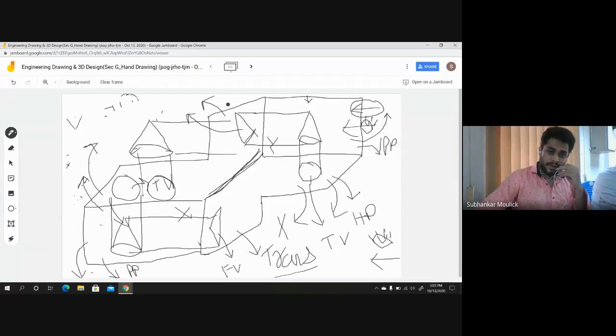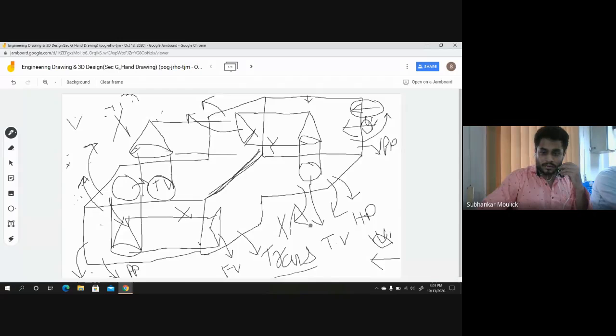Your HP will collide with your VP. Both the views will collide with each other. Ultimately, you won't be able to understand which plane is there and in that plane which view is present. So I don't use the second angle projection method. Same is the case with the fourth angle projection method.